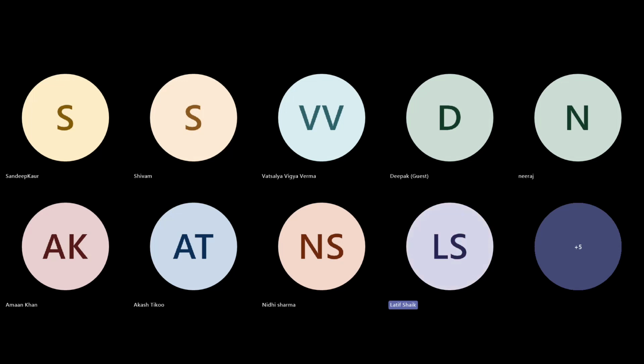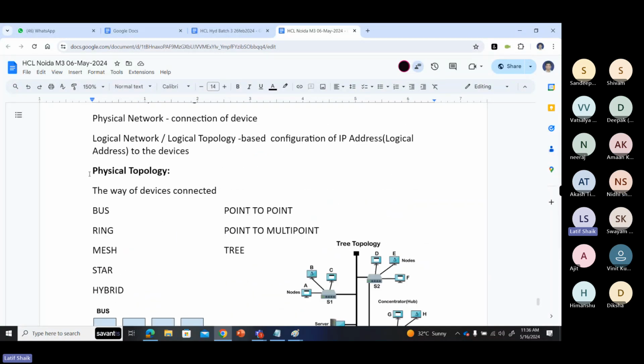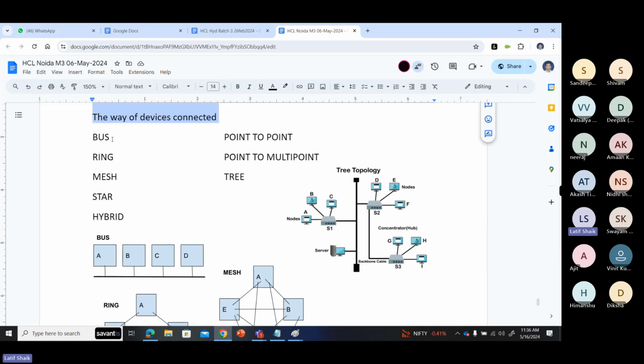So here it is, types of network. We already discussed the physical topologies of network. What is a physical topology? It is the way of connecting devices. The way you connect devices is the physical topology. We discussed different physical topologies.